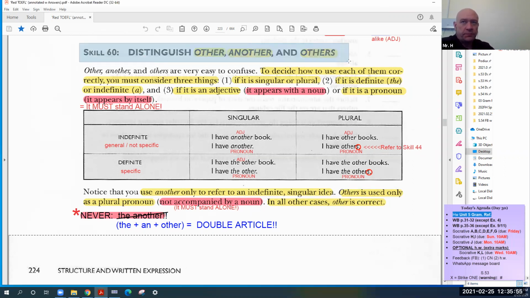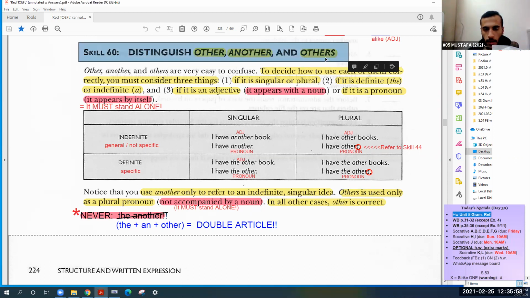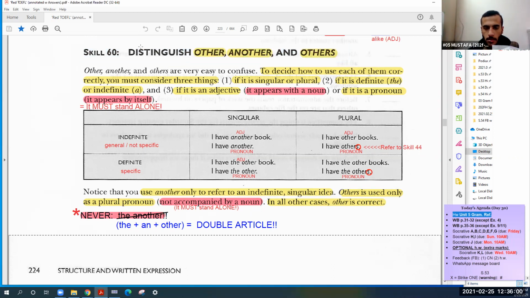Mustafa, Till 16. Distinguish other, another, and others. All of you know the word distinguish, right? يميز. Yeah. There you go. Yumayyiz. Other, another, and others. Okay. All right. Mustafa, continue.